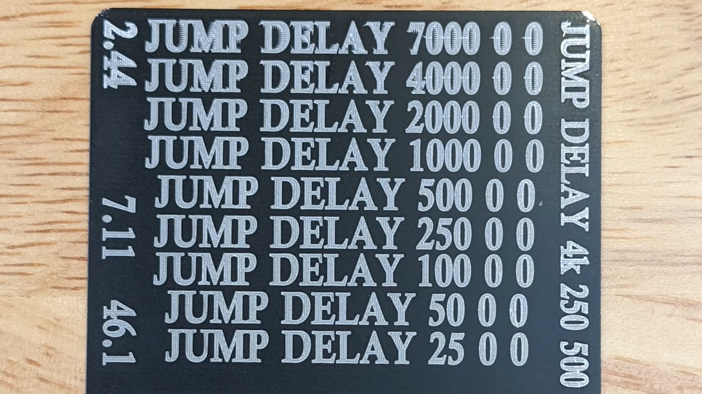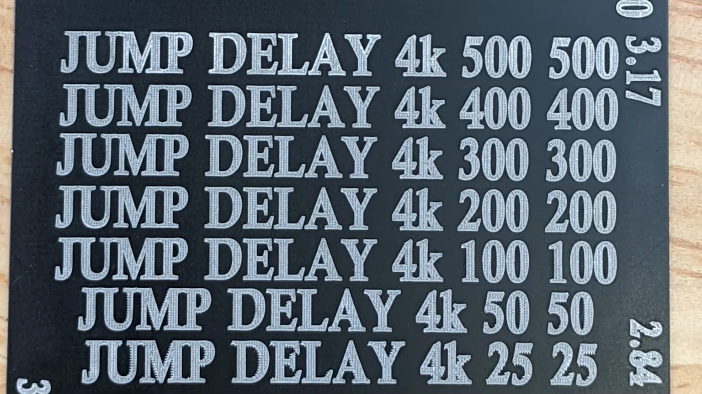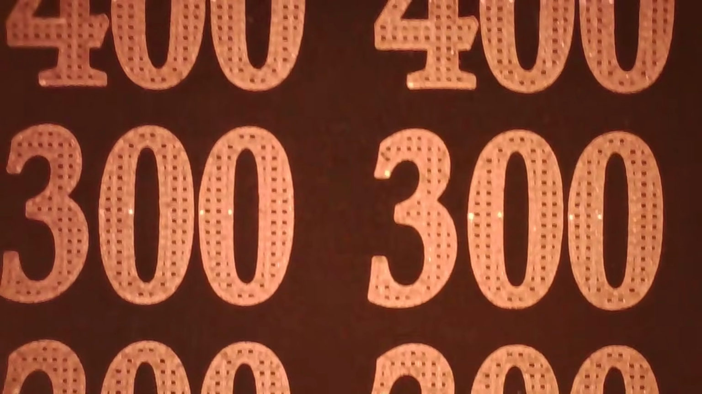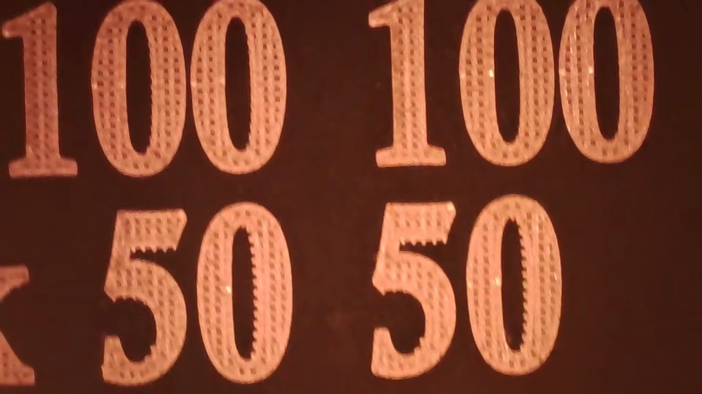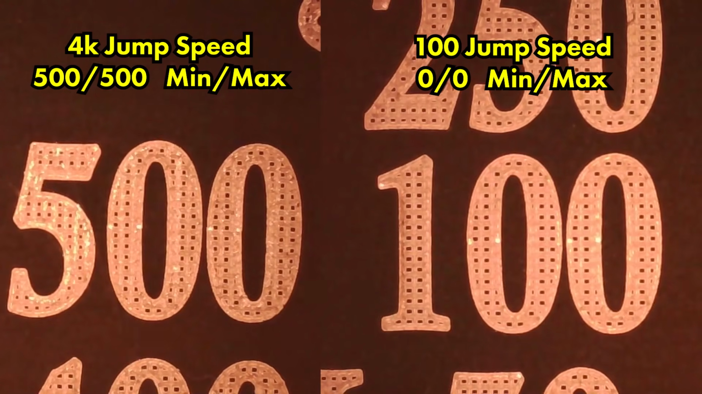To illustrate this, we'll need to take a look at the second section of our jump delay test card. In this section, we see a constant jump speed of 4,000 millimeters per second, which is fairly fast. Each new line, we apply slightly less of a delay, and we can see our mark quality begin to degrade. With a jump speed of 4,000 and our minimum and maximum delay set to 500, we see results akin to that of when our jump speed was set around 100.